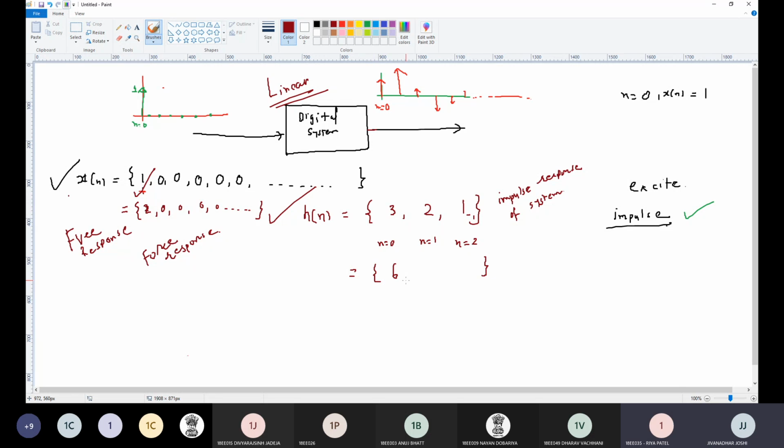Yes, 9. So it will be scaled by the factor. The new input is scaled with respect to the previous input.